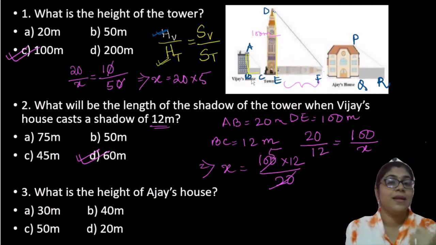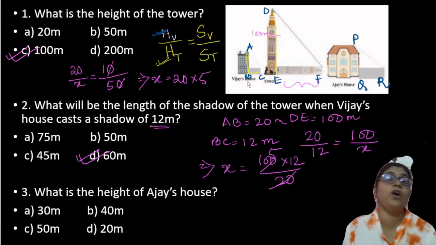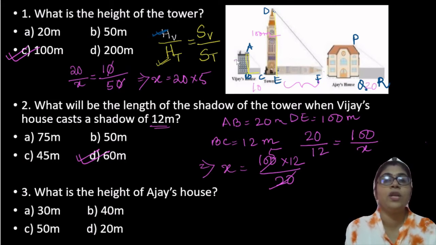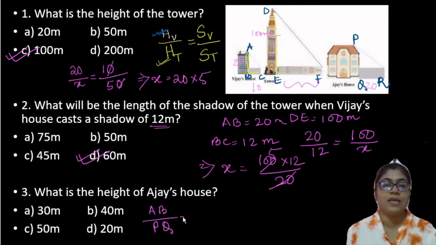When the shadow of Vijay's house is 10 meter, at that time the shadow of Ajay's house is 20 meter. So here QR is equal to 20 and BC is equal to 10. We know the distance AB is 20 and we have to find out what is PQ. So we can write AB by PQ is equal to BC by QR.